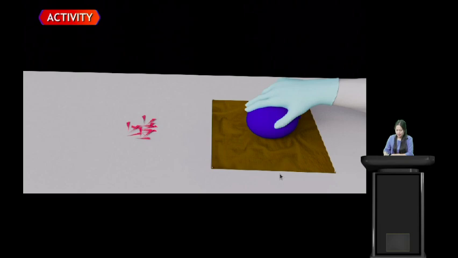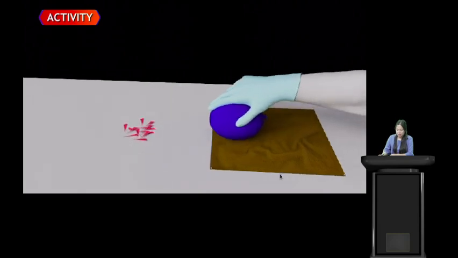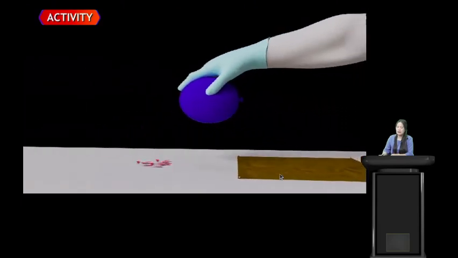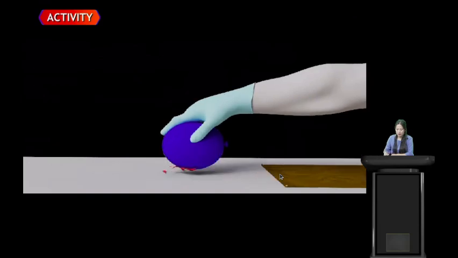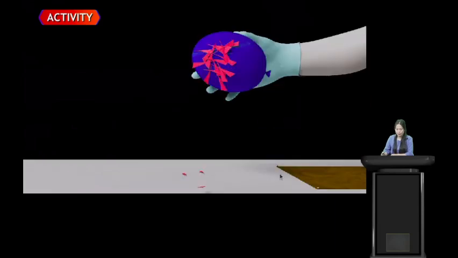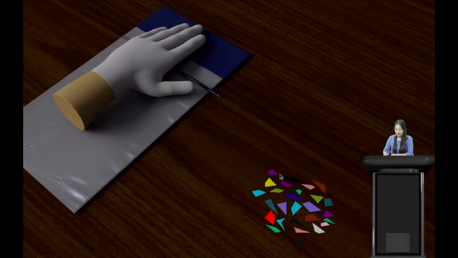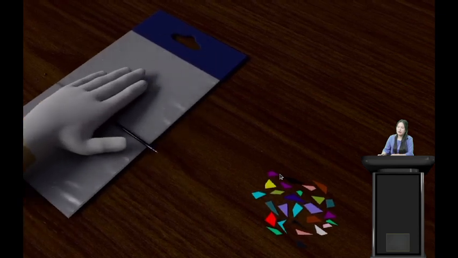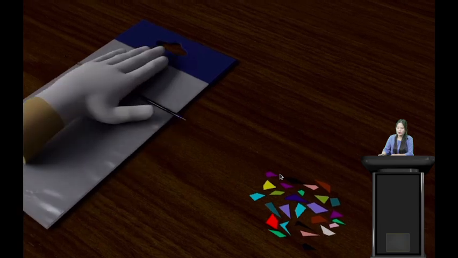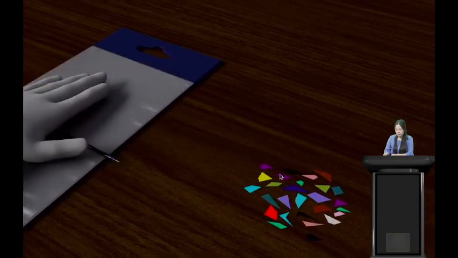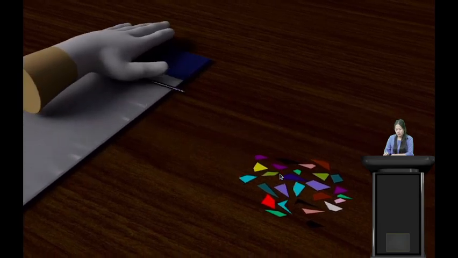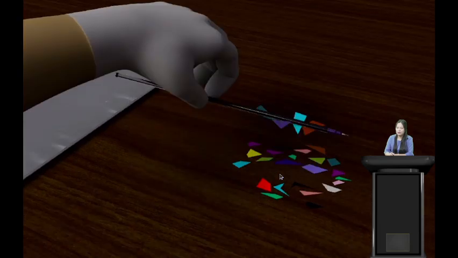Let us try more examples. Take an inflated balloon, rub it on a cloth, and bring it near pieces of paper. We see that the balloon also attracts the small pieces of paper. Another example we have here is a plastic refill. Now rub this plastic refill on a polythene and bring it near the small pieces of paper. Let us see what happens. Here also we see that the plastic refill is attracting the small pieces of paper.